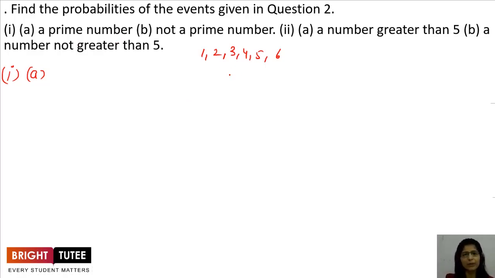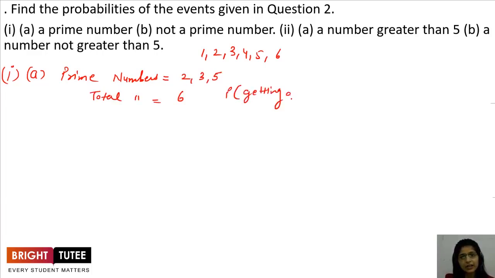A prime number. Prime numbers we have already discussed in question number 2. What are the prime numbers out of these? So prime numbers we will write first. Prime numbers are 2, 3 and 5. Total numbers are 6. So probability of getting a prime number will be how many are there in number? 3, which are prime, divided by total 6, that is 1 upon 2.